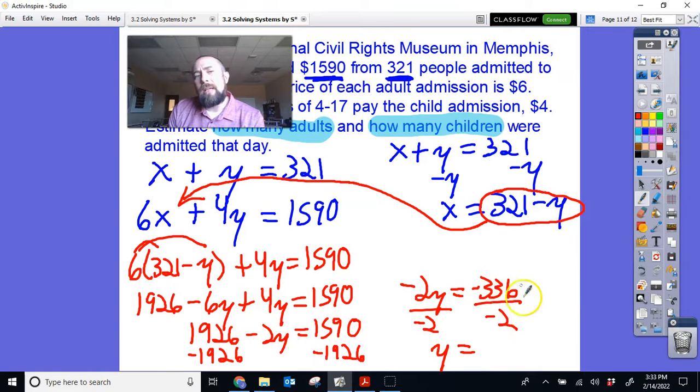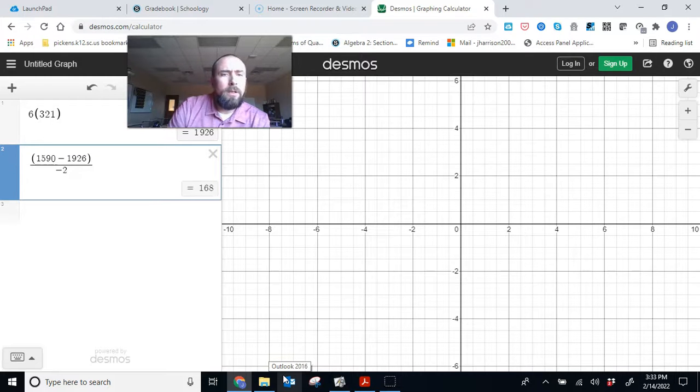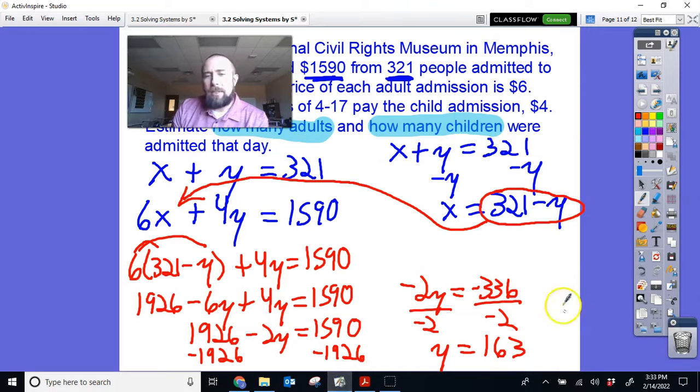So if we divide over here, we're going to end up with, what is that, 163. Let's make sure Mr. Harrison's doing decent math here. So let's put a parentheses here and divide that by negative 2. 168. Look at there. See, Mr. Harrison did a goof. What a dummy. 168. Okay, so if that is my y value, I can then take this just like I've been doing, and plug this into here and find my x value.